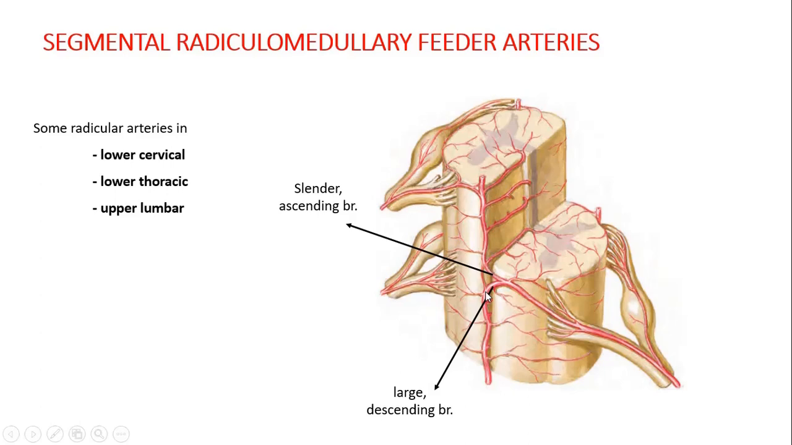These are the anterior radiculomedullary feeder arteries. They anastomose with the anterior spinal arteries to form a single or partly double longitudinal vessel of uneven caliber. That's very important. The anterior spinal artery is of uneven caliber, as you can see here, along the ventral median fissure of the spinal cord.